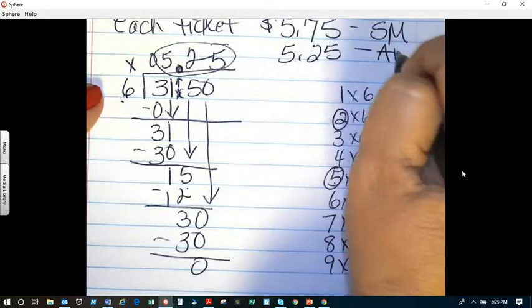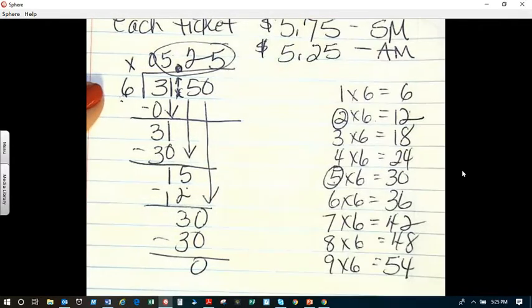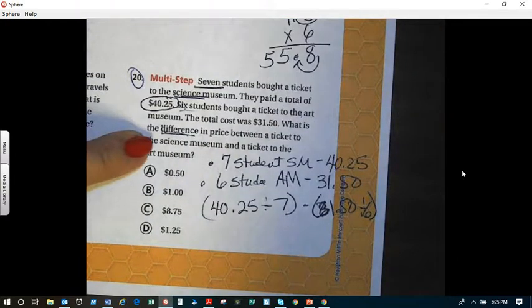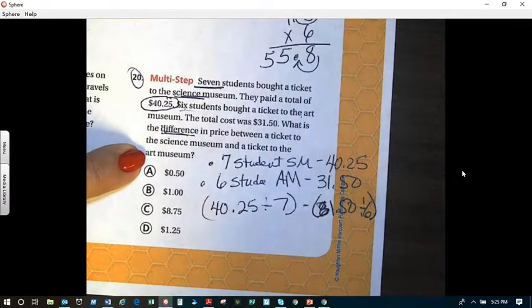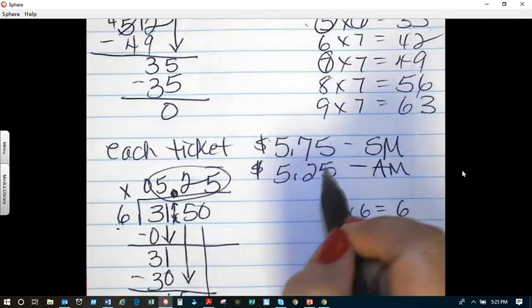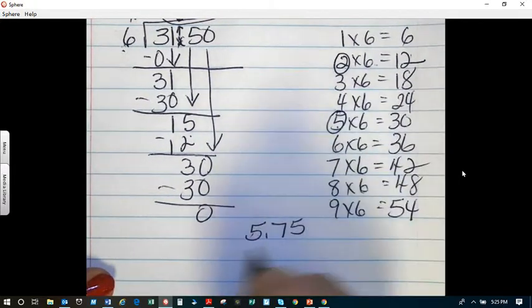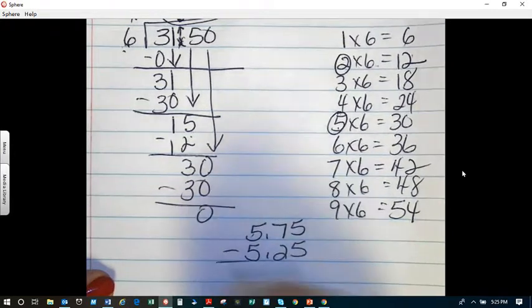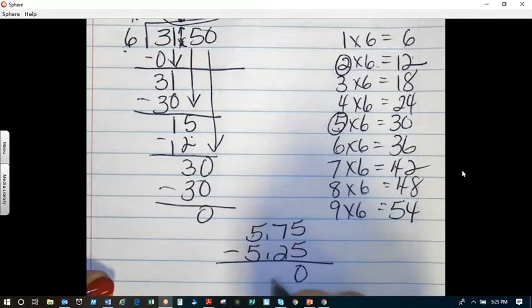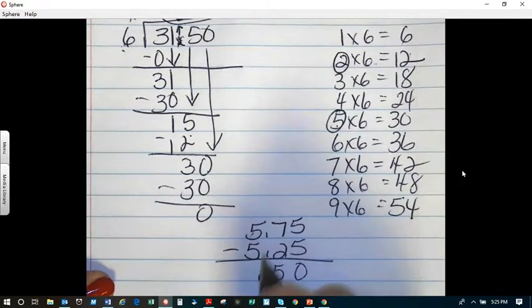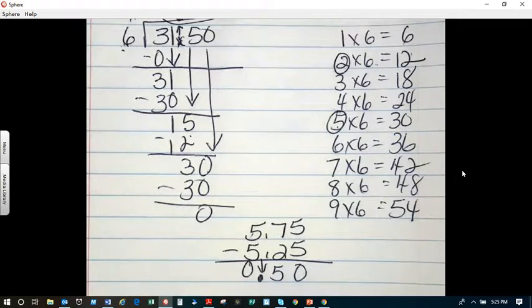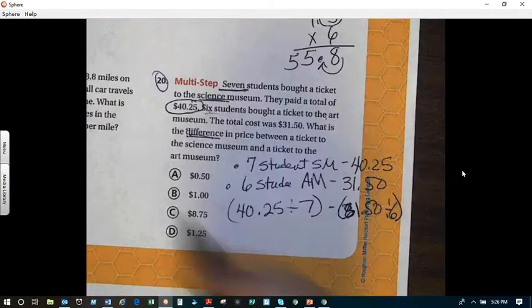That was for the Art Museum. Now, what was our question asking us? What is the difference in price between the ticket of the Science Museum and the Art Museum? And so let's take the difference. What's the difference in price? So if you can't figure that out, let's go ahead and subtract that out. $5.75 minus $5.25. That's 0. 7 minus 2 equals 5. Bring down my decimal. And that's 0. So it's 50 cents difference. So the answer here is A.